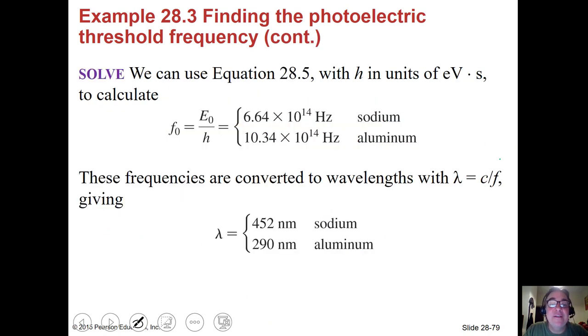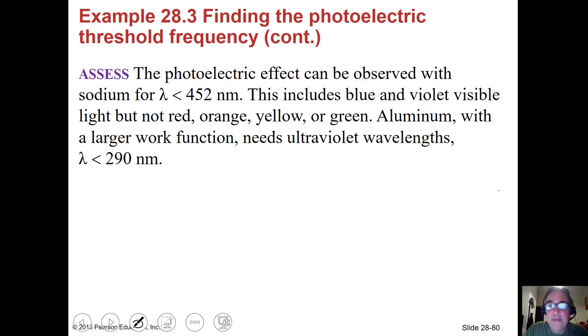Excellent. So actually, here's what the number looks like. I said 7.5, so I was pretty close. 6.64. Put the numbers in, you get that for the frequency. Just make sure that you use the correct value of h, and then same thing, you can get the wavelength in this way. Okay, and then the photoelectric effect can be observed with sodium if the wavelength is 452 nanometers or less.